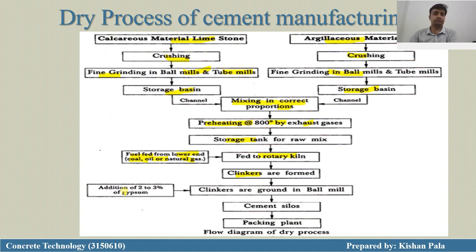percent of the total mass. Why do we have to add gypsum? Gypsum prevents the flash set of the cement. So the clinkers are ground in the ball mill and then we get the final product, cement, and now we can send this product to the packing plant and get packing of 50 kg or volume of 0.035 cubic meter of cement. So this is the flow diagram of the dry process of manufacturing cement.